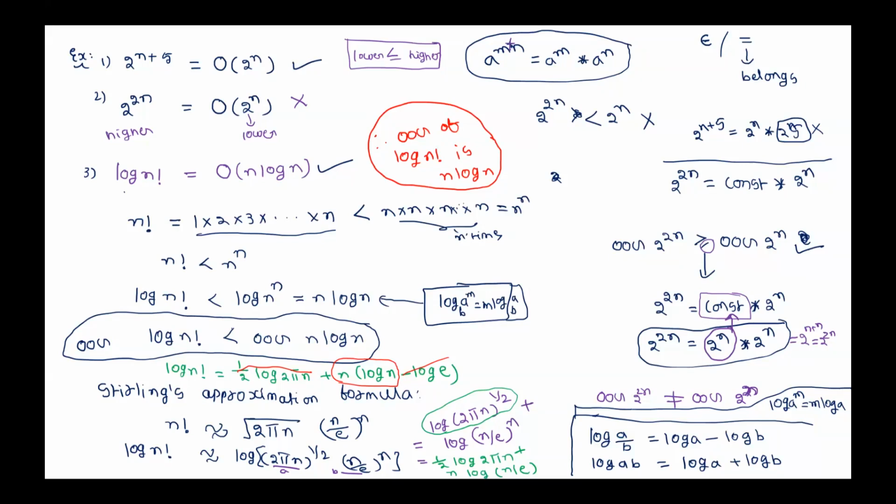Okay. See, for example, 2n square. In one algorithm, the number of comparisons performed is 2n square. In another algorithm, the number of comparisons performed is 1 by 2 into n square. Order of growth point of view, both are same, no? Asymptotically, both are same. Yeah. So I'm asking with respect to order of growth only. Both are same, no, sir? Yeah.